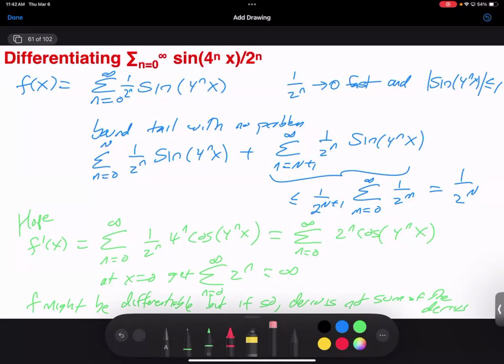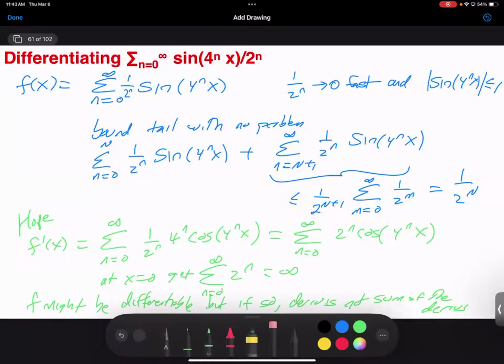Maybe x equal to 1. 0. But it's 4 to the n x. There's no point of x where all the cosines will be 0. If I had sine of 2 pi times 4 to the n x, there's no one choice of x that's going to work. If I had 2 pi, I could take x equals 0.